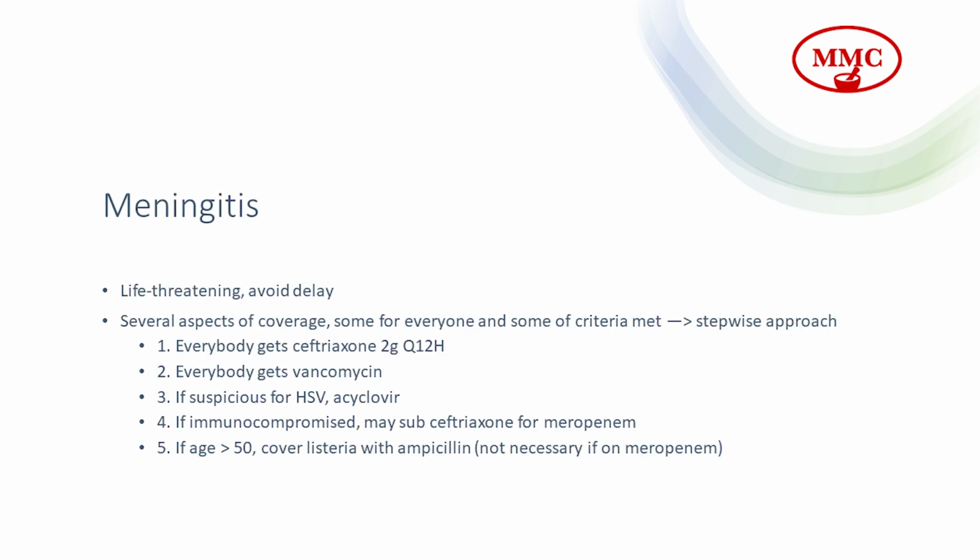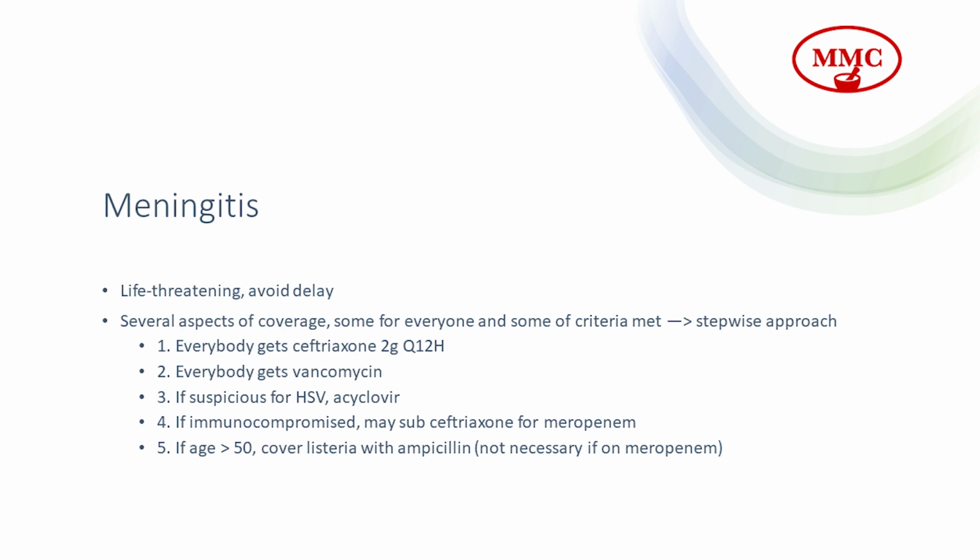So last but certainly not least is meningitis. So it's life-threatening. Really avoid delay once it's recognized or suspected. So there's a bunch of different aspects of coverage. Some are for everybody and some are just for some people. So there is a stepwise approach that I kind of laid out here in order of, like if you qualify for 1, look at 2. But if you don't qualify for 2, you probably don't need 3, stuff like that.